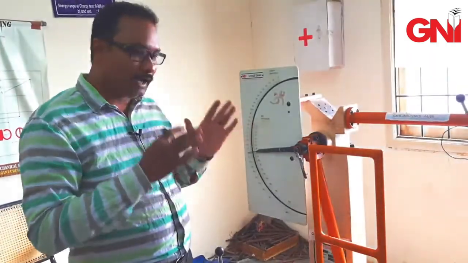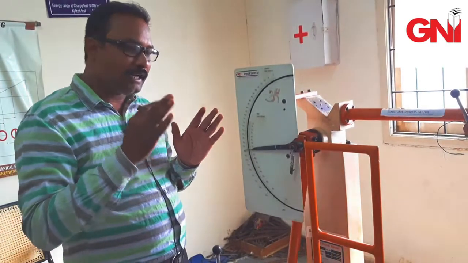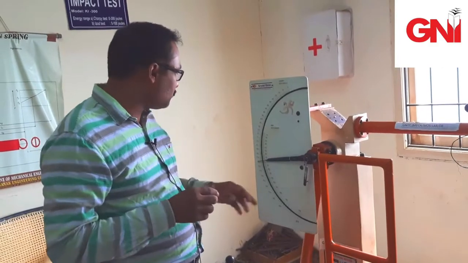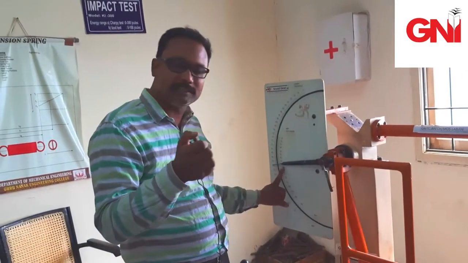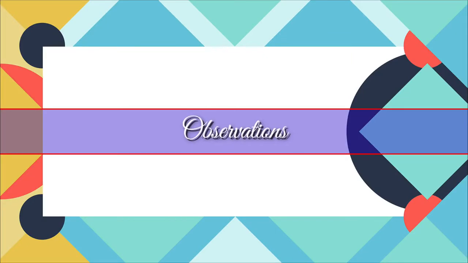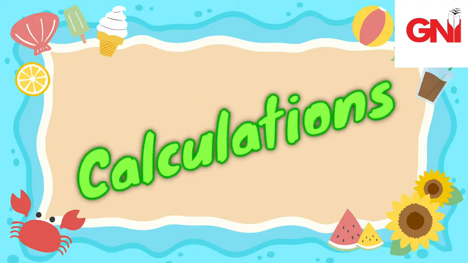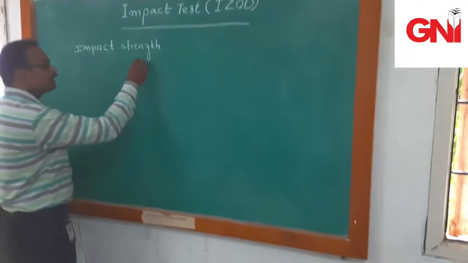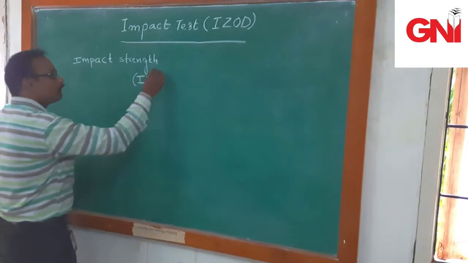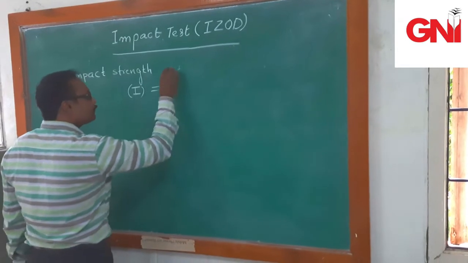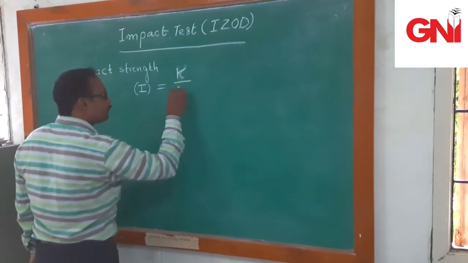So the impact strength formula is I equals K by A. K is the energy absorbed by the specimen, and the denominator is the area of cross section. Energy absorbed by the specimen is 80 joules, and the area of cross section is 10 by 10. So impact strength, this is the I, equals K by A, where K is the energy absorbed by the specimen and A is the area of cross section.